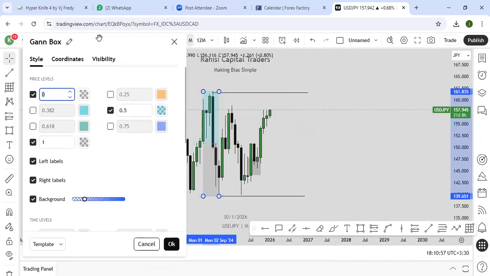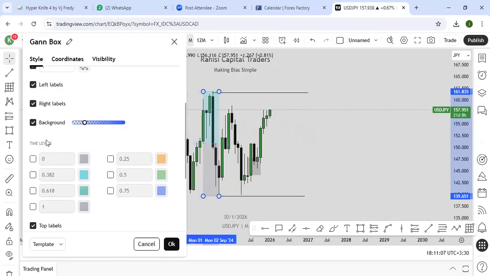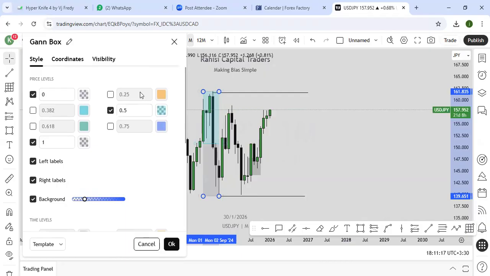So when you tap on it, it will show you two levels. There's this level, price level 1, like that is the price level. Then it will show you the time level. Now under time level, you unmark all this. You unmark them. Then under price level, you tick 0, you tick 1, and you tick 0.5. Then it will show you this.